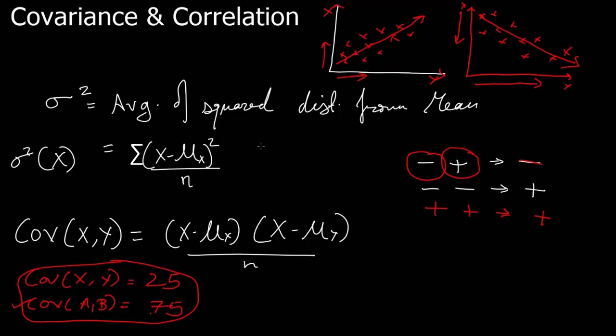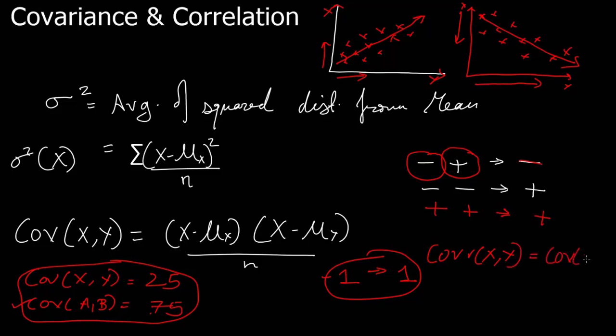Correlation gives you a measure of how strongly two variables are related to each other, and it lies between -1 and +1. The formula for correlation between X and Y is the covariance of X comma Y divided by the square root of the variance of X times the variance of Y.